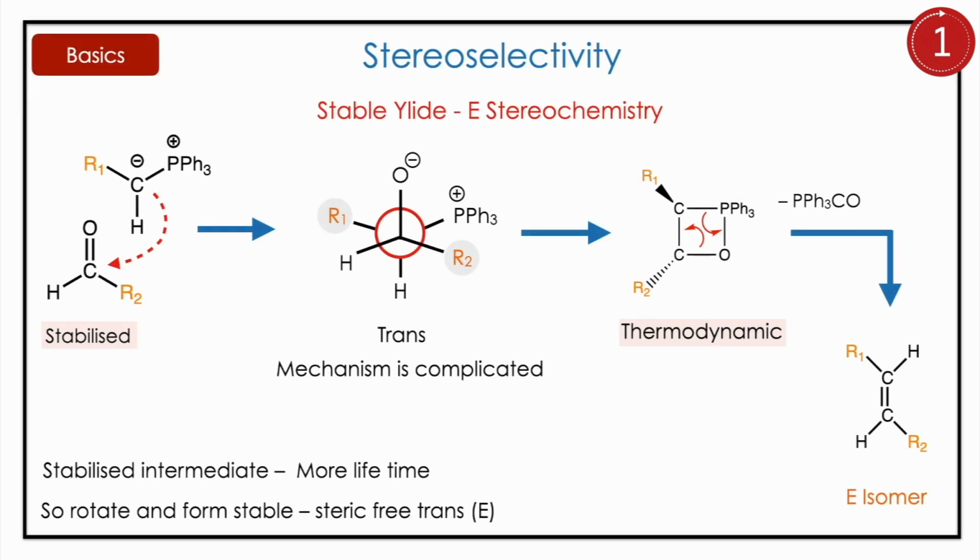Now let us see the stable Ylide, which forms E stereochemistry, meaning the intermediate is more stable, so it will rearrange itself to form the less sterically hindered product, which is the trans product. R1 and R2 will be further away, which is the trans product. It will form the same four-member ring. Then the intermediate is converted into the E isomer. So stable Ylide produces the E isomer. Stable Ylide is the thermodynamic product, and always ends up with the stable E isomer.